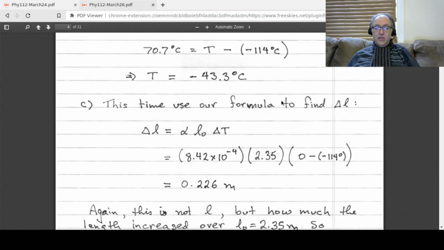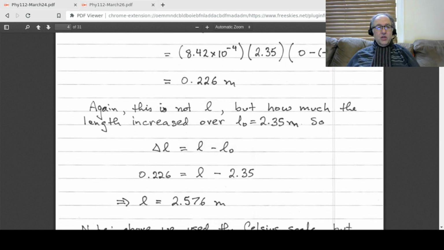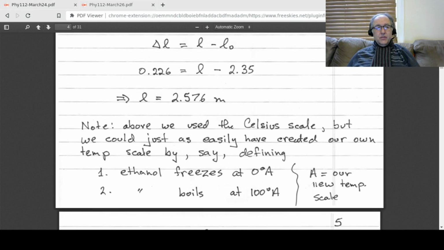Okay, so just like the story with the delta T, we have the same situation here. And so I note that very carefully. So we have that delta L is L minus L naught. So that's 0.226 is equal to L minus 2.35. Okay, and basically that gives us our answer that the bar would have a length of 2.576 meters. Okay. And so that answers the problem. Now, I want to show you how this could actually be used to make a thermometer, even if you don't have a temperature scale already.